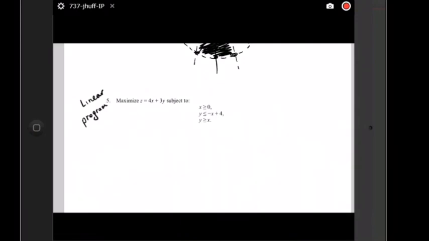Number 5 was something we called linear programming. It was part of section 5.5, but it was in the back of chapter 5 on page 42, I think, is when it started. Linear programming.